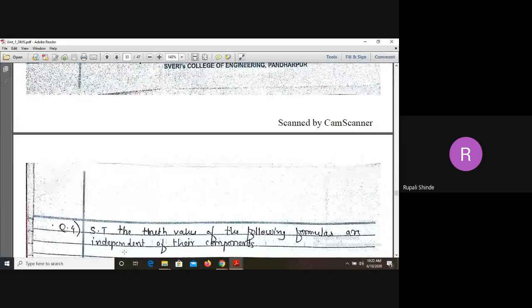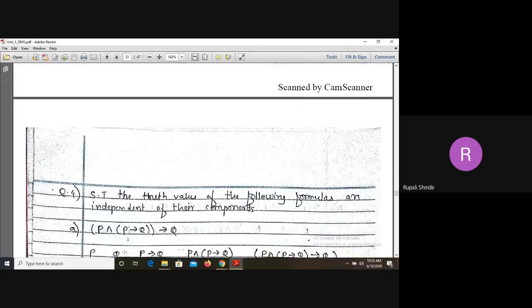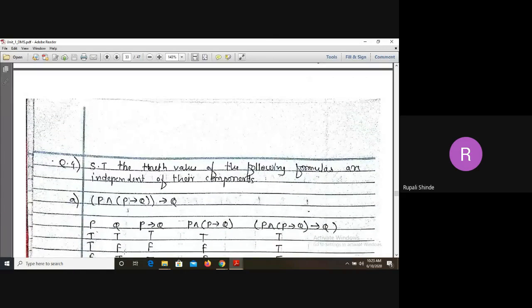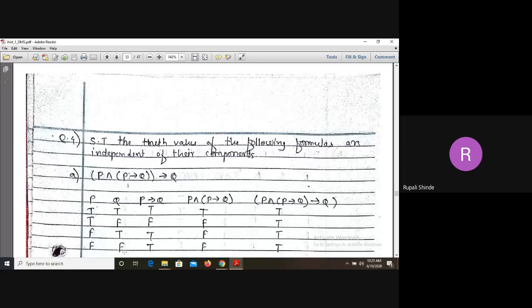Now next question is, show that truth values of the following formulas are independent of their components. The first formula is given as (P and (P conditional Q)) conditional Q. Here we have to find the truth table for this given formula. That truth table will contain four combinations of truth values, as there are only two variables, P and Q. So P, Q, P conditional Q, then P and (P conditional Q), and then we take its conditional with Q.